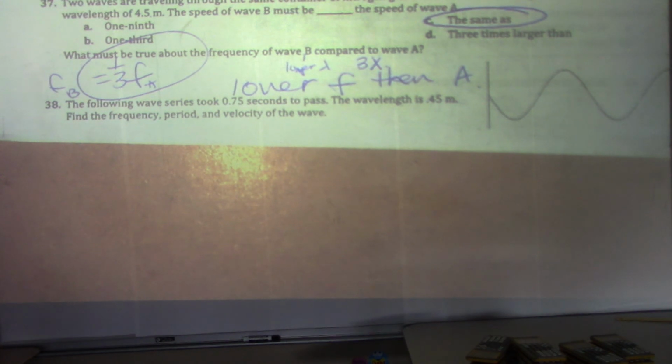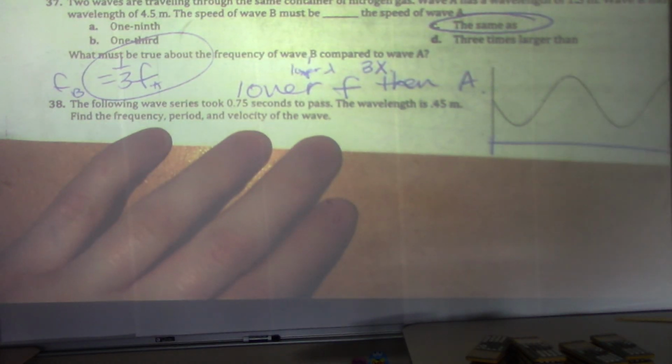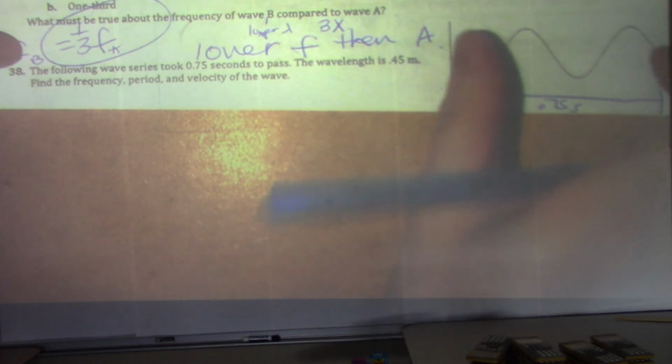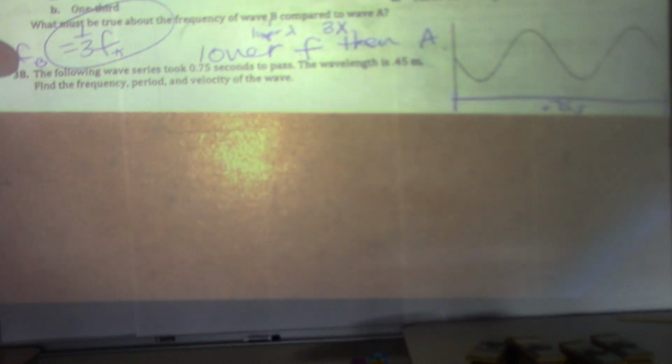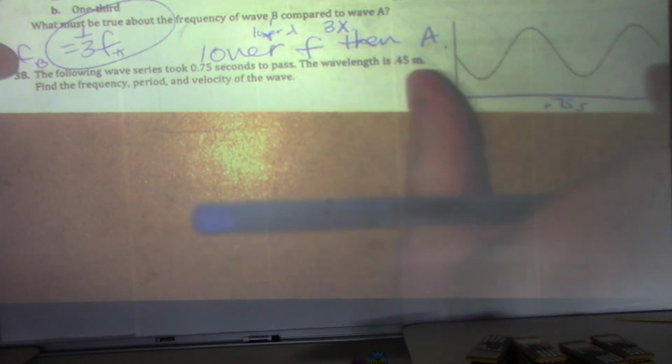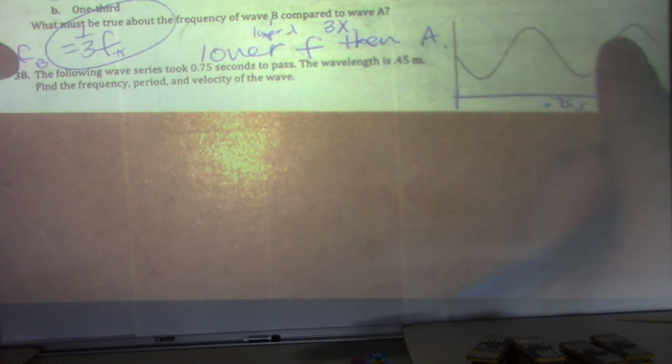The following wave took 0.75 seconds. So this is the time for this entire picture. It doesn't say specifically period, because sometimes it'll say it has a period of 0.75, in which case you would just do 1 over that. But this one is for the entire diagram. So to find the frequency, I'm going to do number of waves, which would be 1, 2.5. So frequency would be 2.5 waves over 0.75 seconds, which is one I cannot do in my head.